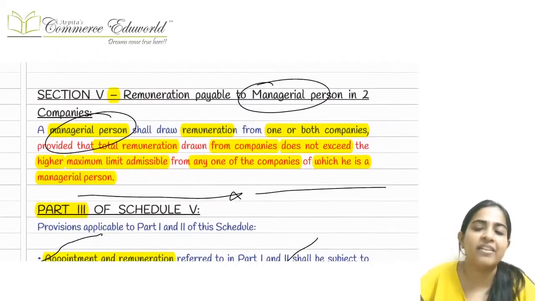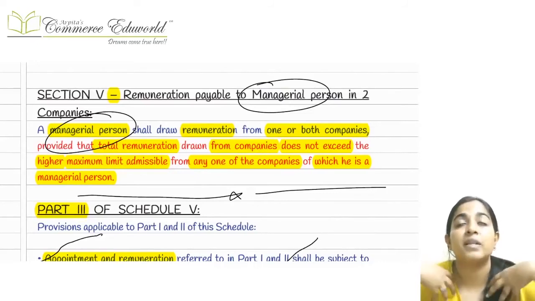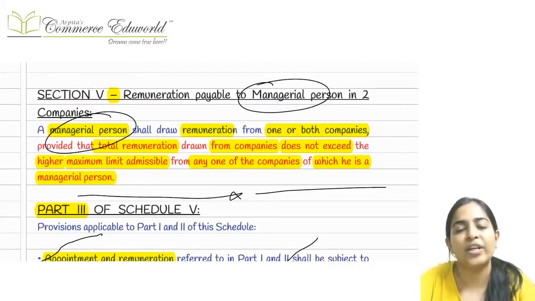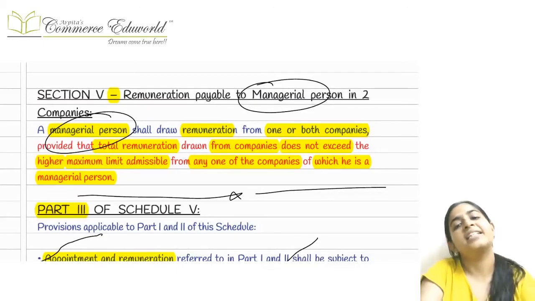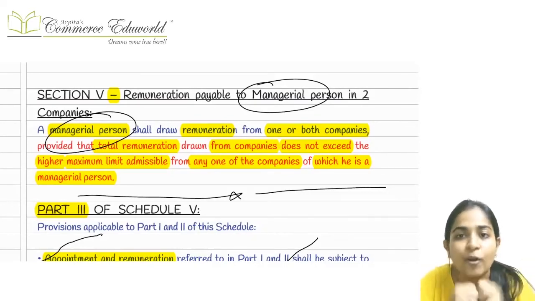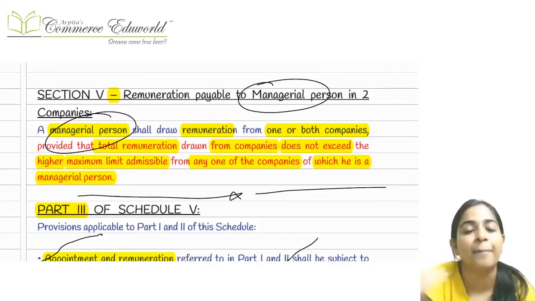Section 5 is again very, very simple. Suppose there is a person who is a managerial personnel in 2 companies. Then he can receive remuneration from both the companies, but the total amount that he can receive from both the companies is the higher of the amount eligible from any one of the companies.